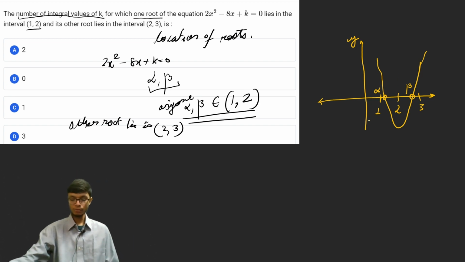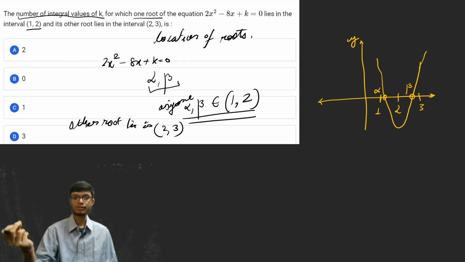If you look at this, what I can find out is that at f of 1 the value is positive, and similarly at f of 3 the value is positive. The only way to solve location of roots problems is not by remembering the different cases, but by understanding the situation, and based on the situation you look for the different cases that are possible. The case which I find from this particular problem is that f of 1 is positive.